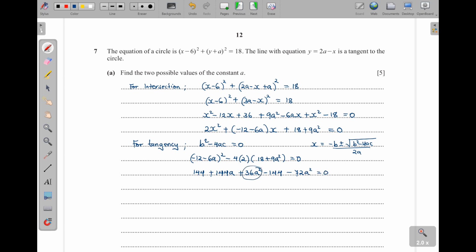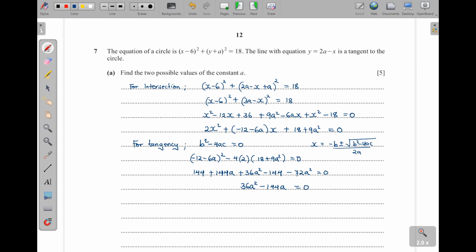Now, 36 minus 72. Actually, I'm going to take everything to this other side, right? So that the coefficient of a squared is positive. So 36 minus 72, that is minus 36. So when I take it to this other side, I will get positive 36a squared, okay? Then next, I will have 144a. That one, when I make it go to this other side, will be negative, okay? So we shall have minus 144a, which is equal to 0.